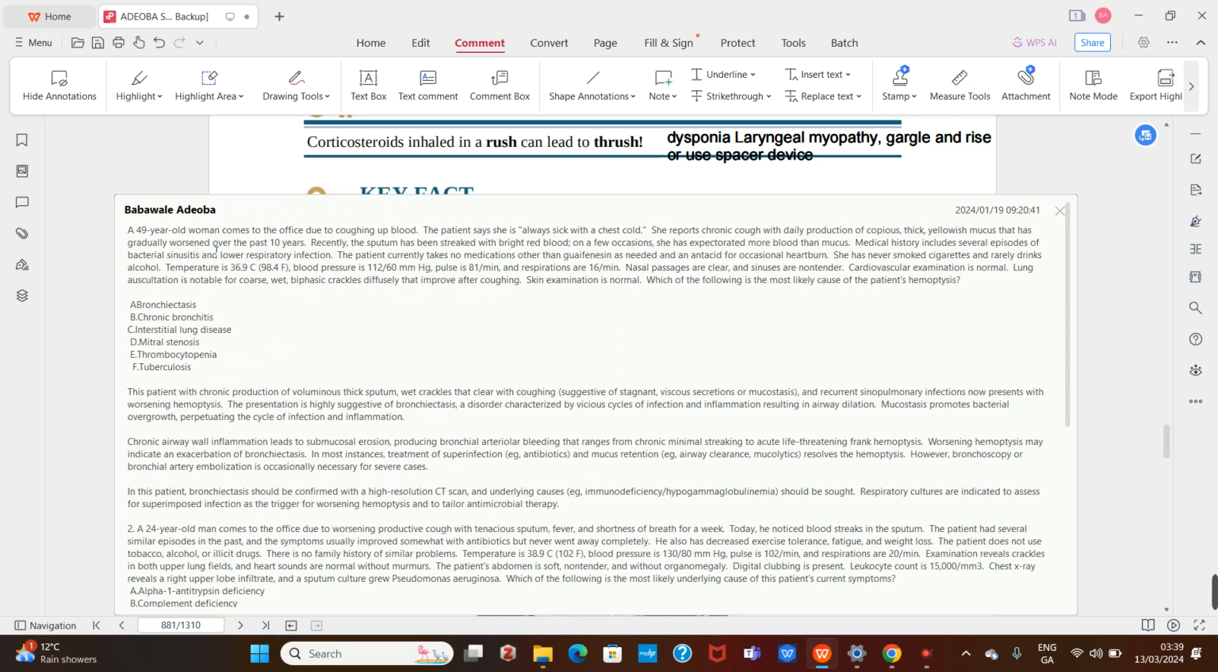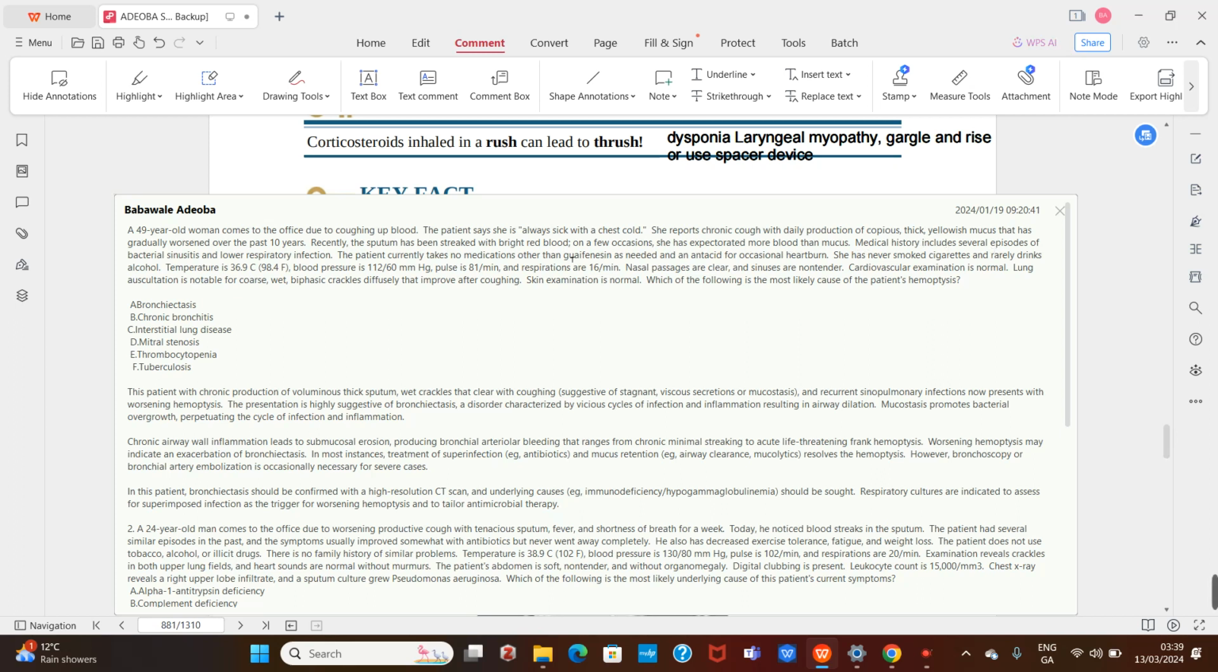A 49-year-old woman comes to the office due to coughing up blood. The patient says she's always sick with a chest cold. She reports chronic cough with daily production of copious, thick, yellowish mucus that has gradually worsened over the past 10 years. Recently, the sputum has been streaked with bright red blood. On a few occasions, she has expectorated more blood and mucus.